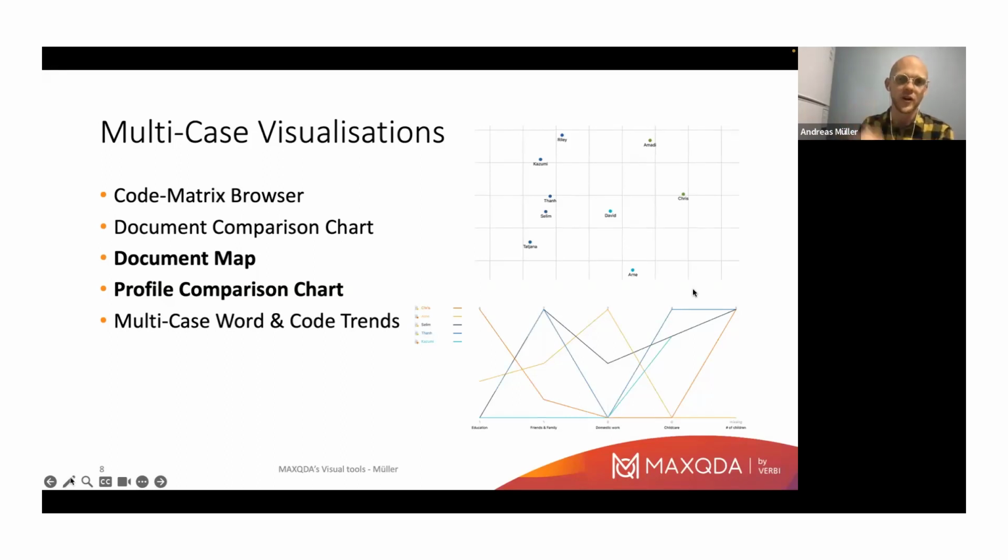So it could help you, similar to the document map, to try to spot patterns in your data, or to see if there are similar trends in your data. The special thing about the profile comparison chart, unlike the code or word trends, is that you can integrate variables into this one too.